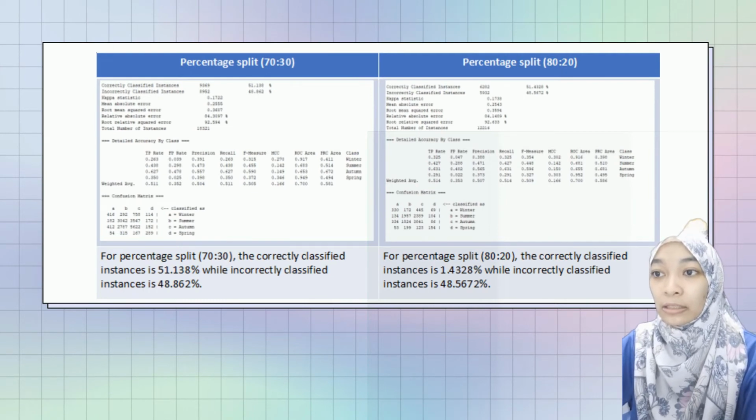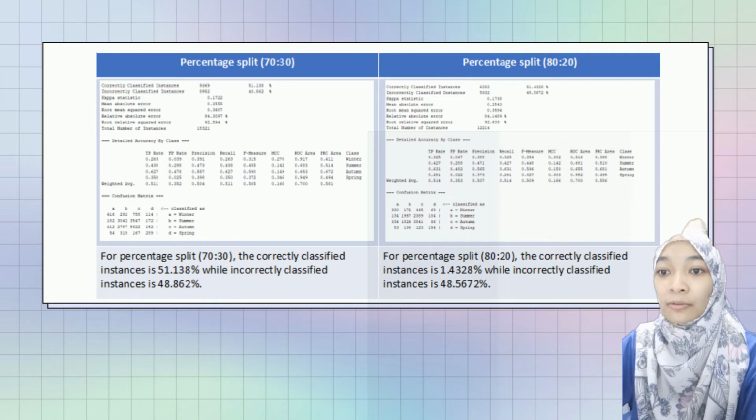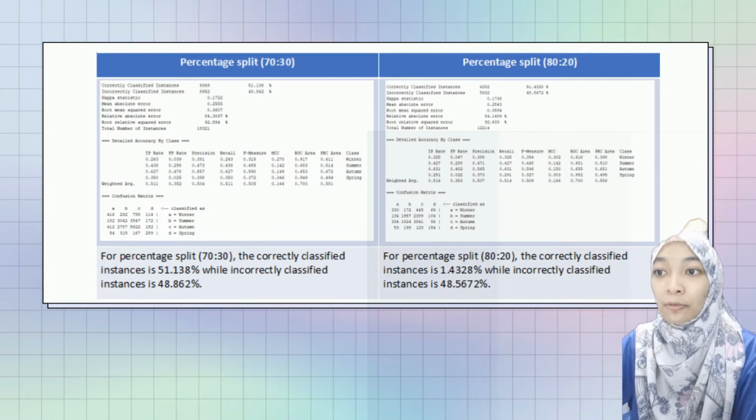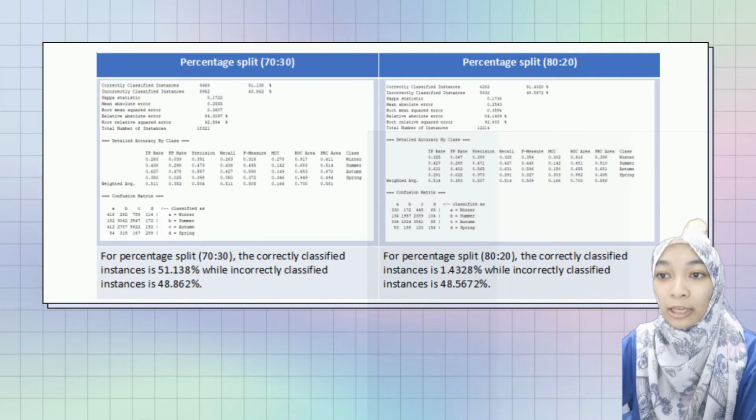Correctly classified instances for 70% percentage split is 51.138%, while incorrectly classified instances is 48.862%, while for percentage split 80, the correctly classified instances is 51.4328%, while incorrectly classified instances is 48.5672%.